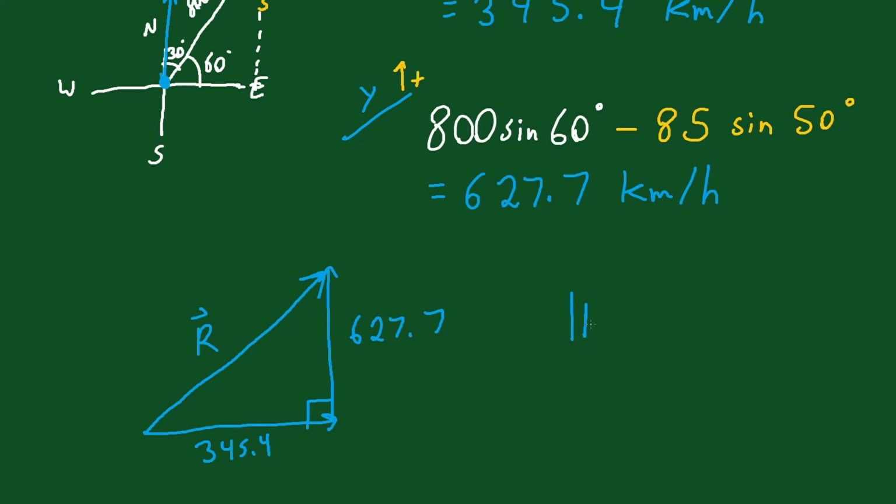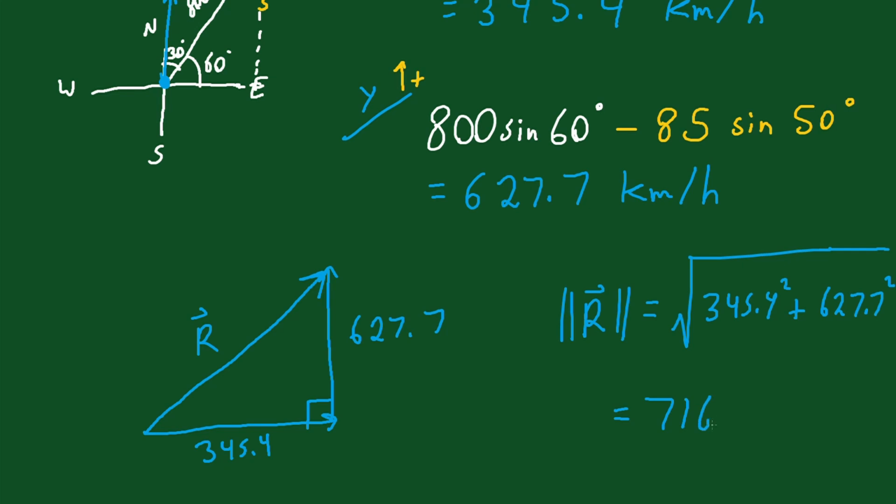The magnitude of vector r will equal the square root of 345.4 squared plus 627.7 squared, just like that. And I'm just going to round my answer to the nearest whole number. I'm going to say 716 kilometers per hour.